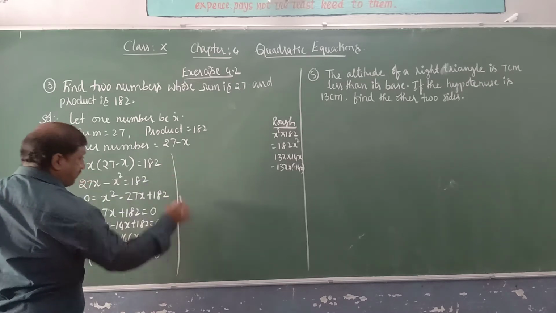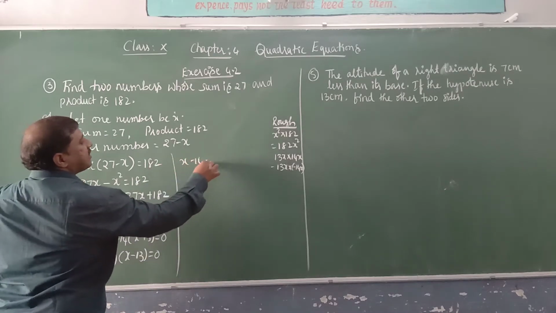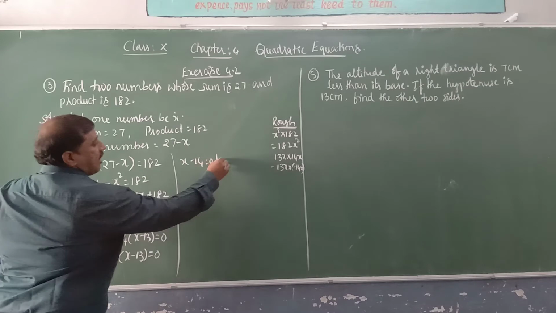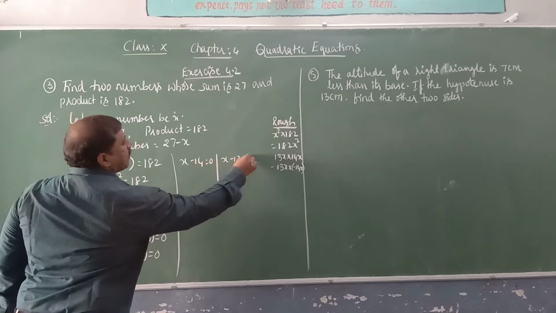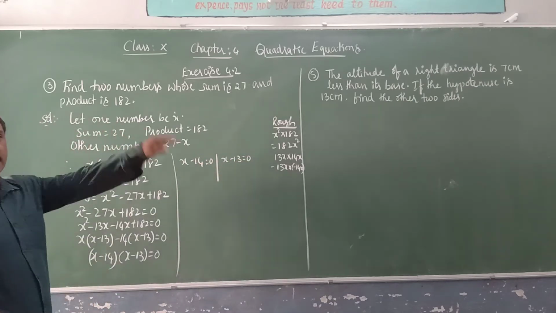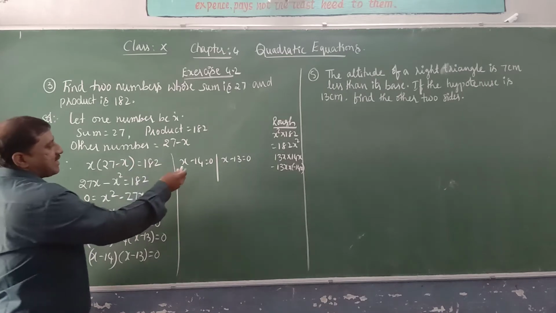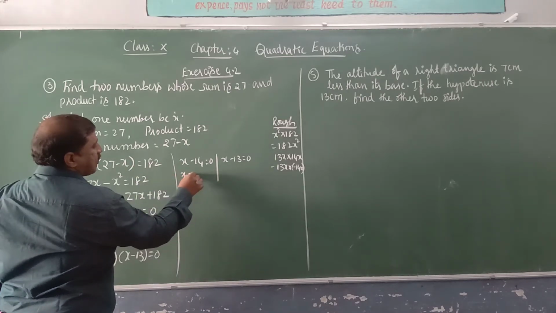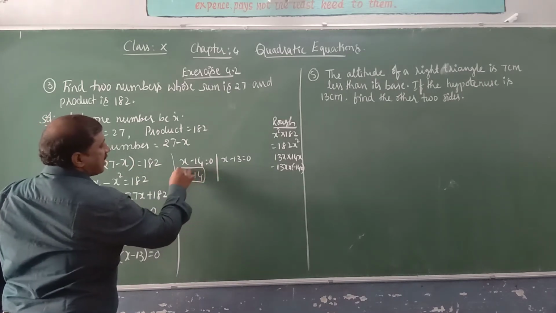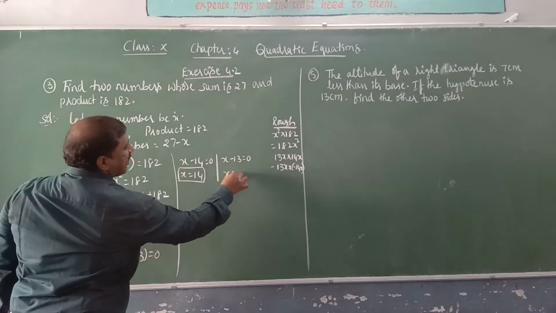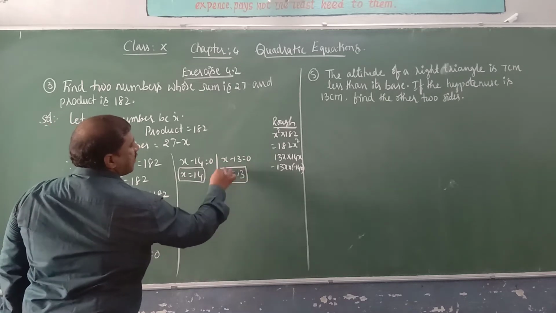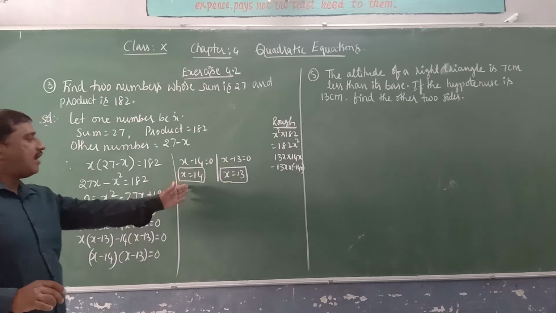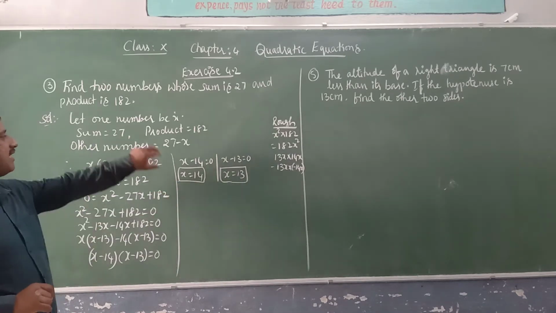Now x minus 14 is equal to 0 or x minus 13 is equal to 0. Transposing minus 14 to the RHS, we get x is equal to 14, and transposing minus 13 to the RHS, we get x is equal to 13. So, two numbers. If x is equal to 14, what will be the other number?